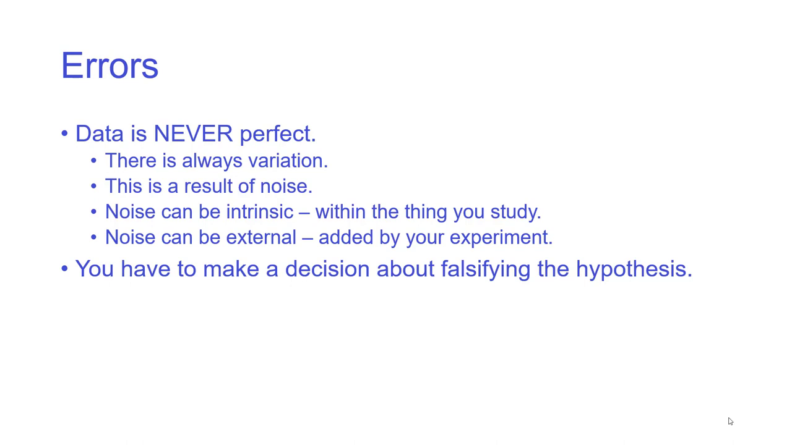Now, because of errors, data is never perfect and there's always variation. So you have to determine what's noise and what is genuine variation. Noise can be intrinsic, so within the thing that you study, so humans have a lot of variability, or it can be external, so you've added it because of the way that you did your measurements. For example, when measuring height, you just measure to the nearest centimetre or the nearest inch, depending on what measuring scale you're using. So you have to think about, has your measurement increased and made the variation worse?